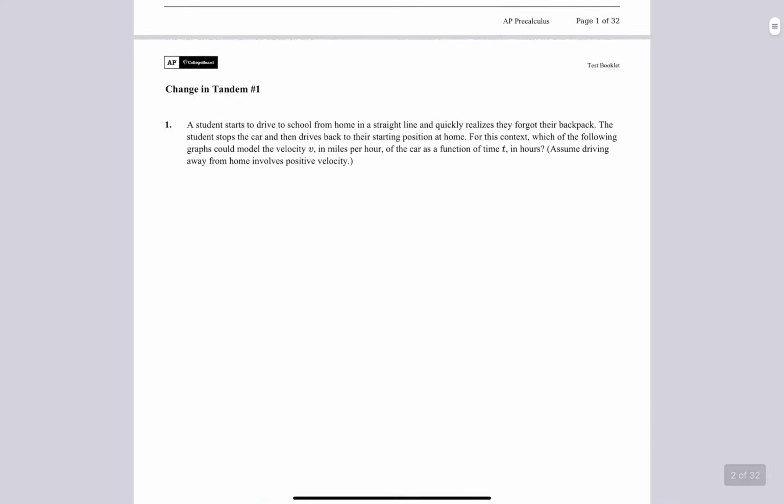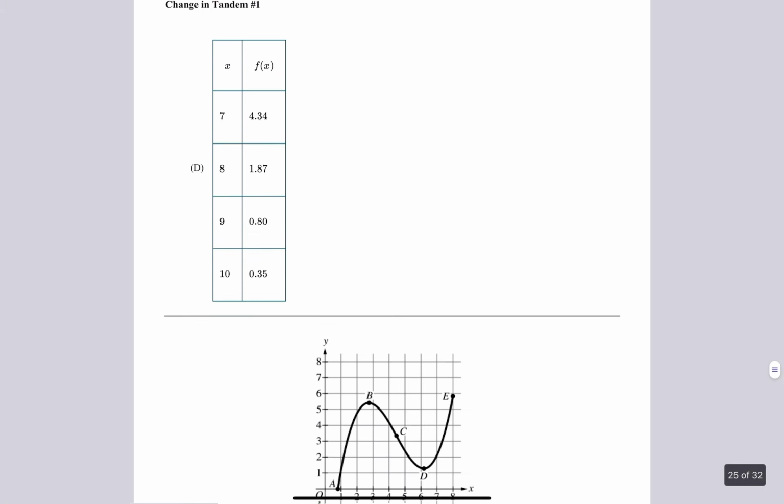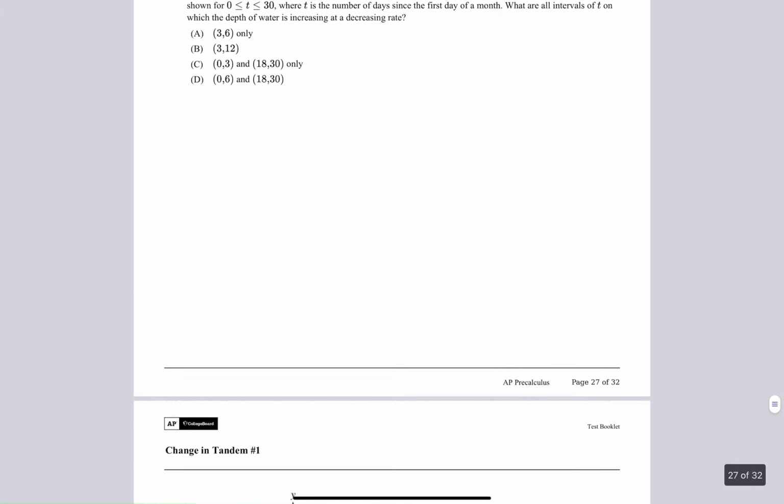Hello. Today we're going to be starting with the first chapter in Unit 1, which is 1.1, and it's change in tandem. Now, how am I going to explain this chapter? I'm going to explain it through solving the questions. We have a lot of questions going on, and trust me, by the end of this video, you'll understand everything related to this chapter.